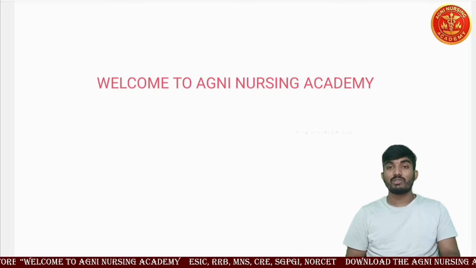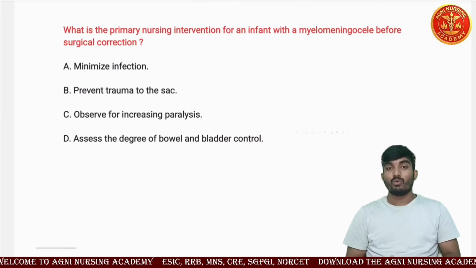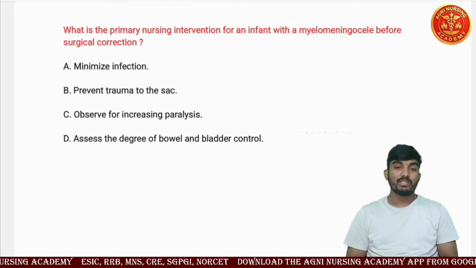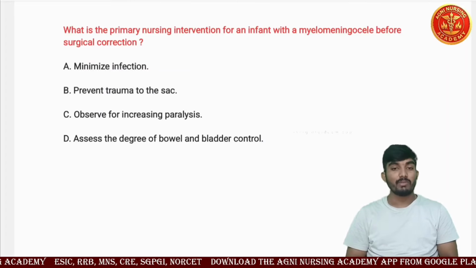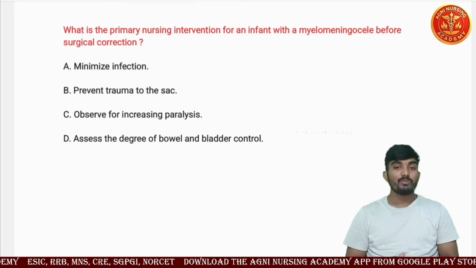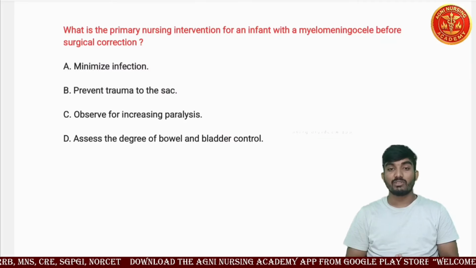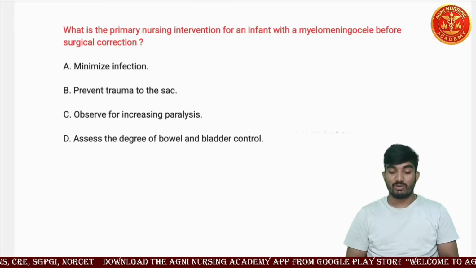The first question on your display is, what is the primary intervention for an infant with a myelomeningocele before surgical correction? Option A, minimize the infection. Option B, prevent trauma to the sac. Option C, observe for increasing paralysis. And option D, assess for the degree of bowel and bladder control.